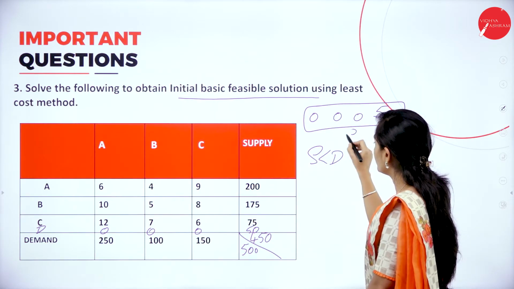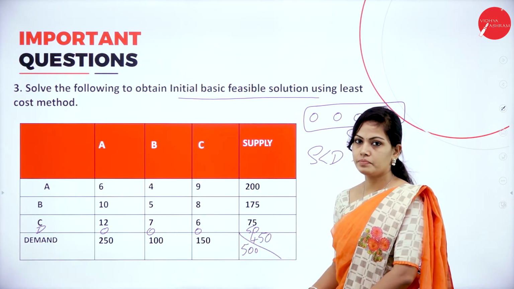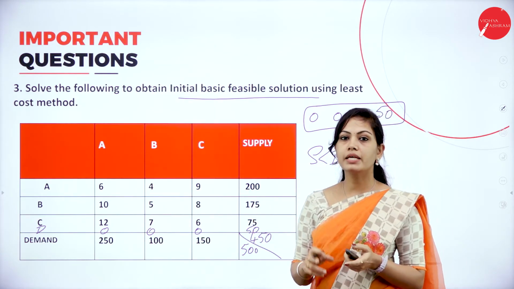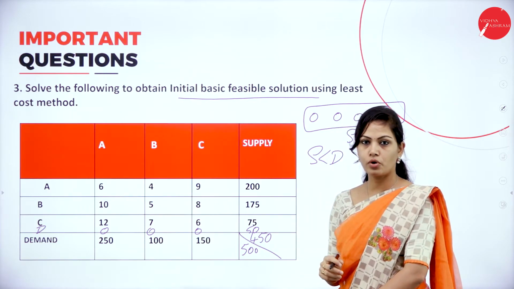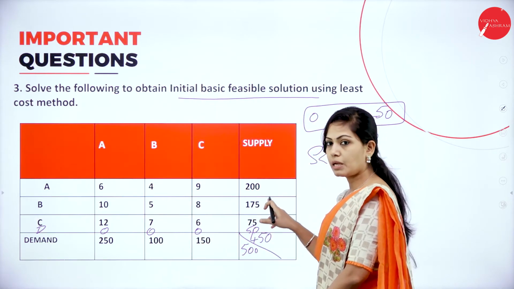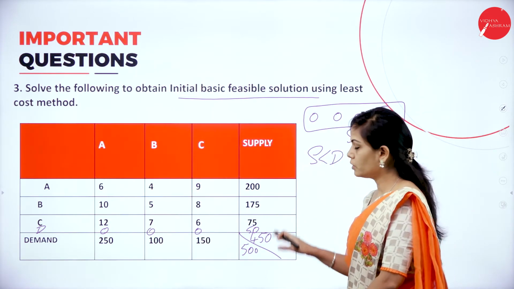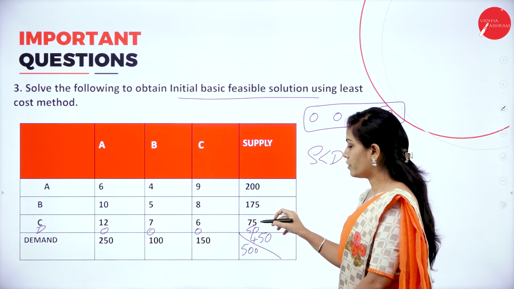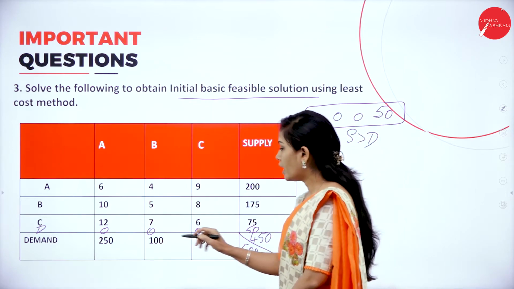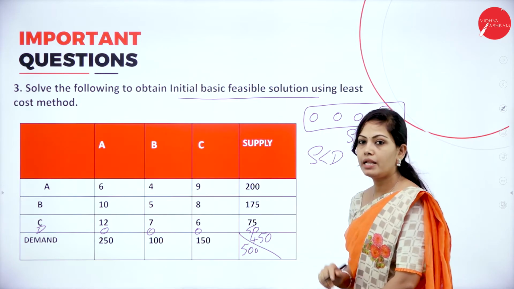If your supply value is greater than demand value, you need to add one dummy column. Otherwise, if it is not balanced, you need to make it balanced by adding a dummy row or dummy column. So in this problem, I have added one dummy row because in supply we have 450 and demand 500. So now it is a balanced problem. You can cross check this: 200, 175 and 75 is 450. 450 plus 50 is 500. And 250, 100 and 150 is 500. So now it is a balanced problem.